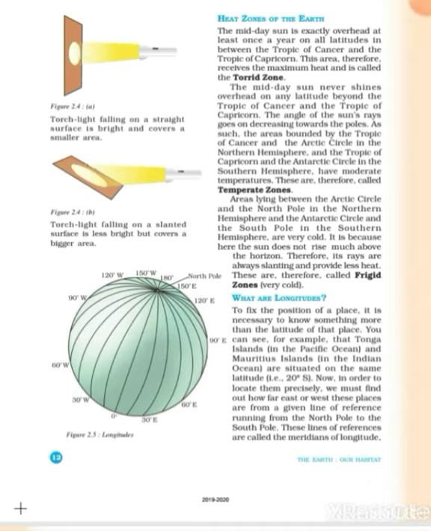See students, the parallels that you have just learnt about divide the earth into various heat zones. The different zones have different types of climate and vegetation. These are torrid zone, temperate zone and frigid zone.